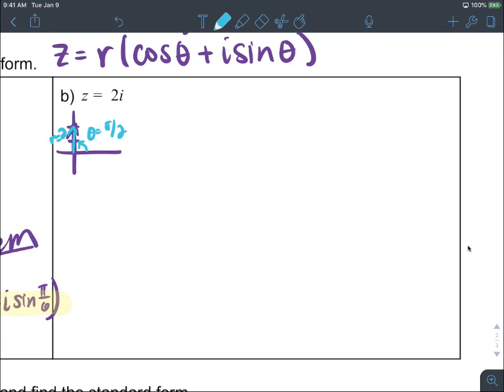And what is our r, or what's the length here? Well, that's 2. So z is equal to 2 times the cosine of pi over 2 plus i times the sine of pi over 2. I shouldn't write them like that. Pi over 2. And that's it.